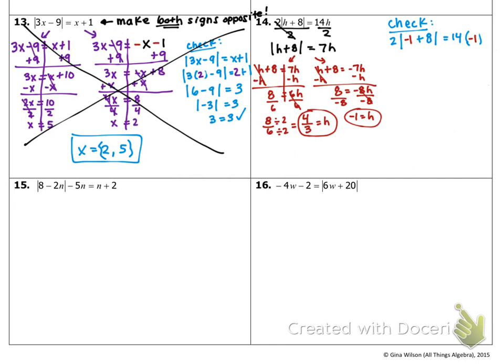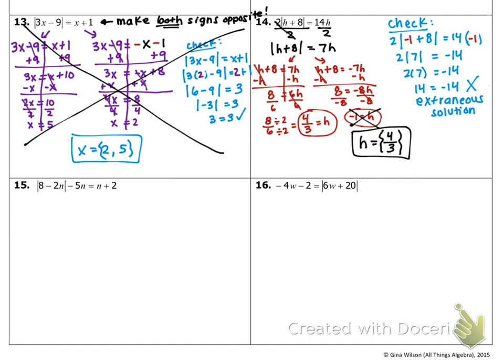Now let's try negative 1. Isn't this easier? Negative 1 plus 8 is 7, so 2 times 7 is 14. But look here. When you plug in 14 times negative 1, it's a negative 14. This doesn't check out. See how important it is to check your answers? So that's called an extraneous solution, which means your only answer is the set of 4 over 3.